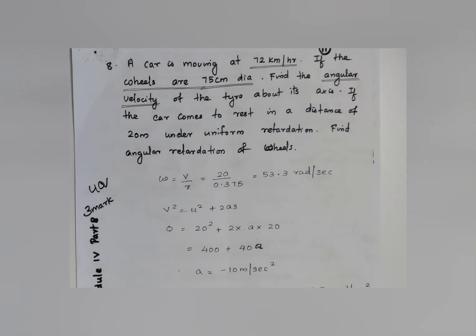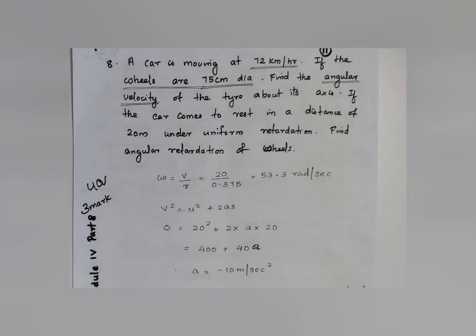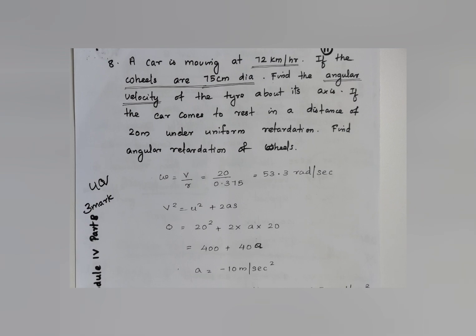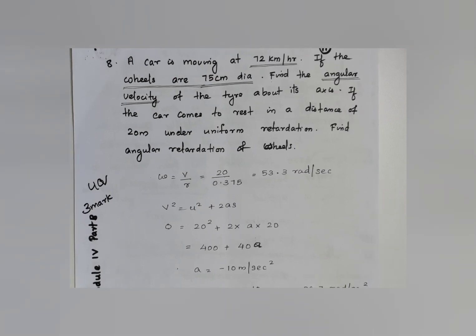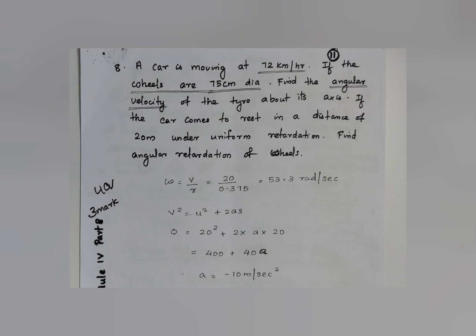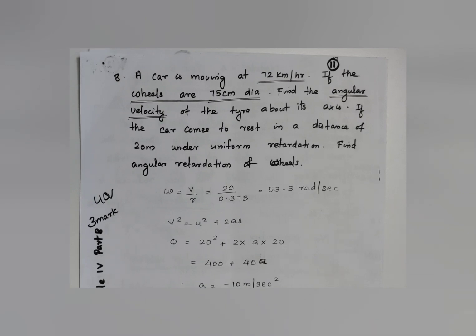So now the next question. A car is moving at 72 km per hour and the wheel is given a diameter of 75 centimeter. So initial velocity is given as 72, diameter of the wheel is 75. Find the angular velocity, and we have already discussed the relation connecting angular velocity and linear velocity, and also angular acceleration and linear acceleration. So here you are given the linear velocity as equal to 72 km per hour. You have to convert that into meter per second. So you will get the linear velocity as equal to 20 meter per second.